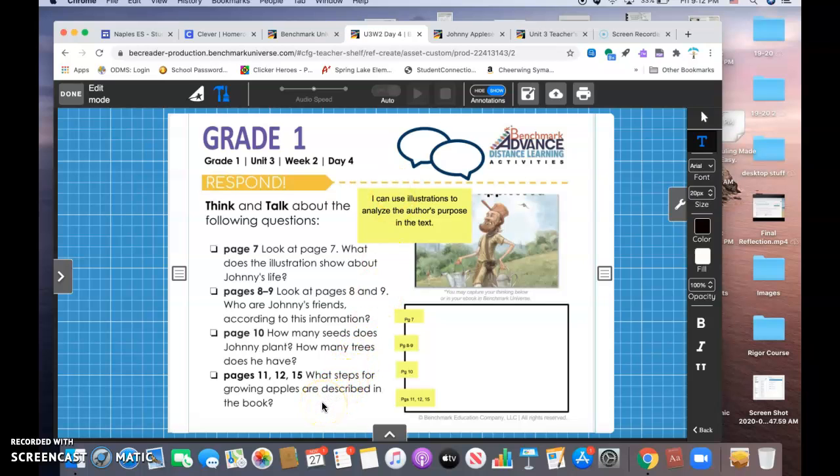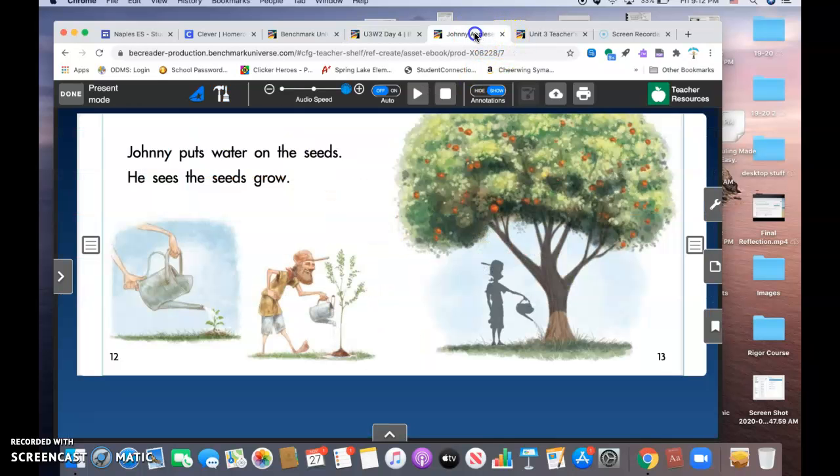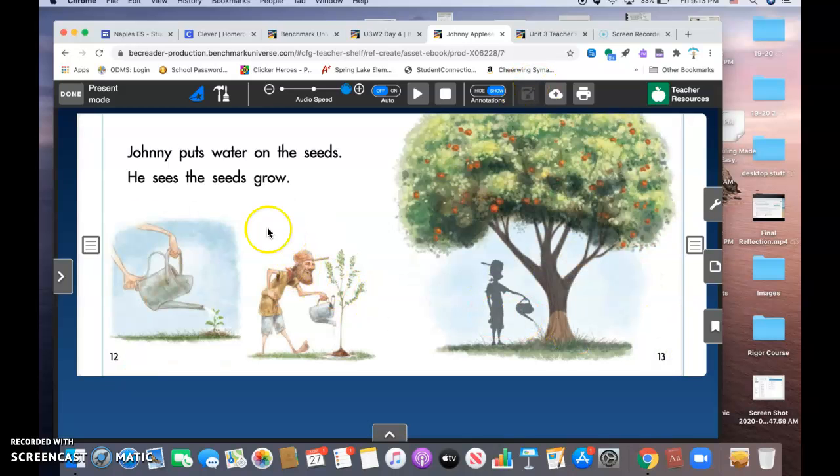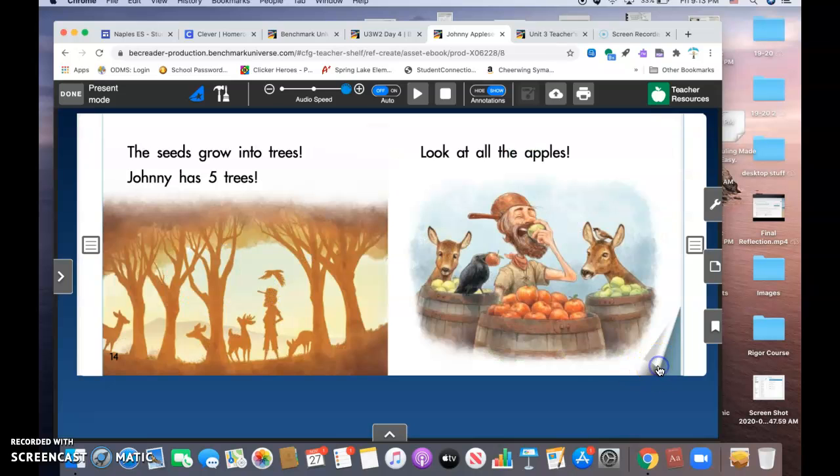The last question has 3 pages for us to look at. Pages 11, 12, and 15. It says, what steps for growing apples are described in the book? Page 11, 12, and 15. All right, here's 11. What's happening here? Here's 12. What's happening here? And here's 15.